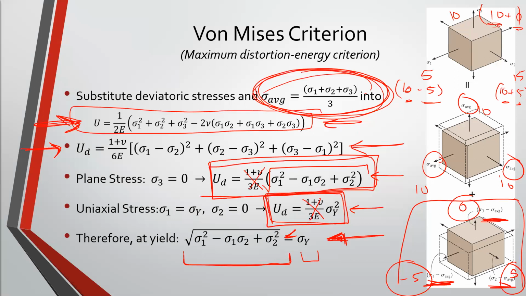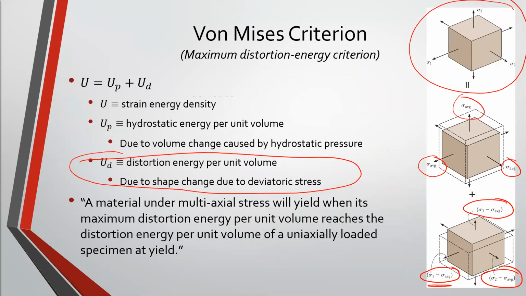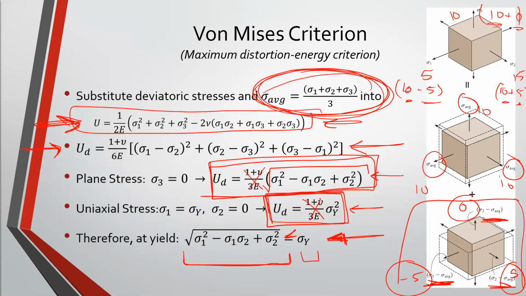The rest of that derivation, I just want you to understand that this equation comes from equating deviatoric strain energy per unit volume. Okay, you don't need to be able to reproduce that derivation. Just understand we're dealing with strain energy, deviatoric strain energy per unit volume, and this is the equation you get for that.